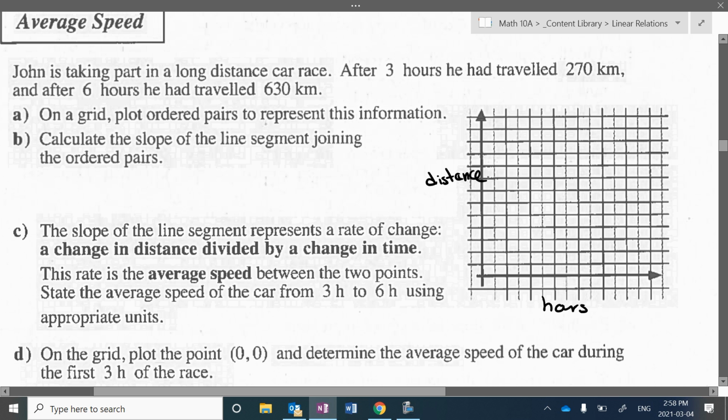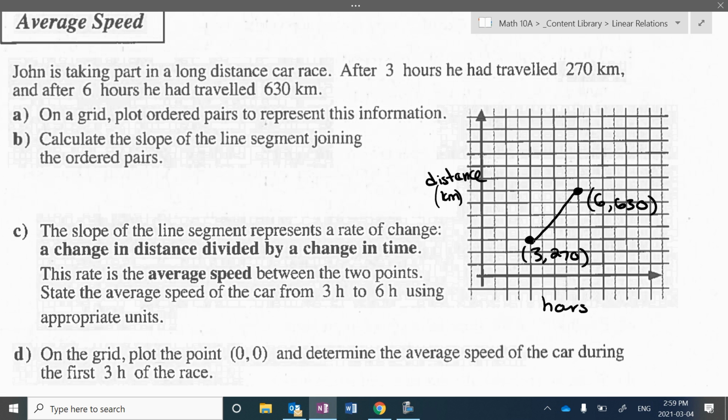Distance over hours. I'm not going to make you guys actually count this out, but essentially I'm going to have a data point here. I'm saying arbitrarily at 3 hours and 270. We're going to have another data point here at 6 hours and 630. Straight line.